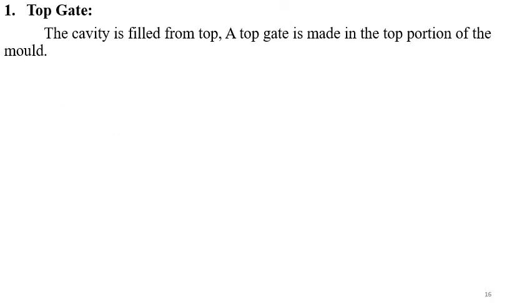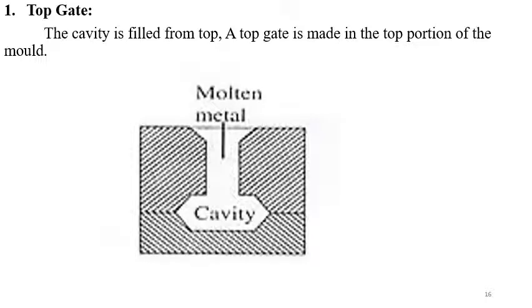First one is top gating. You can see this figure. The cavity is filled from the top. A top gate is made in the top portion of the mold. You can see the molten metal directly enters the cavity from the top side. This is the drag box, the cope box, and this is the cavity. Molten metal enters the cavity with the help of gravitational force. No external energy is required. The metal directly enters to fill the cavity. That's why it is called a top gating system.